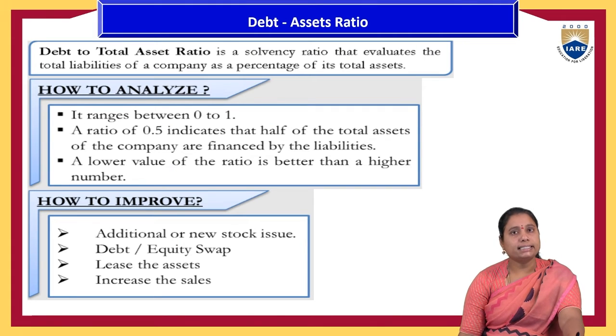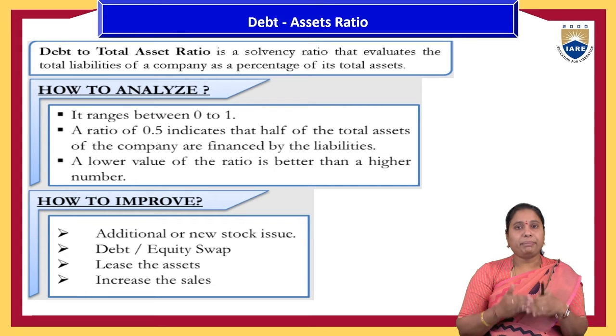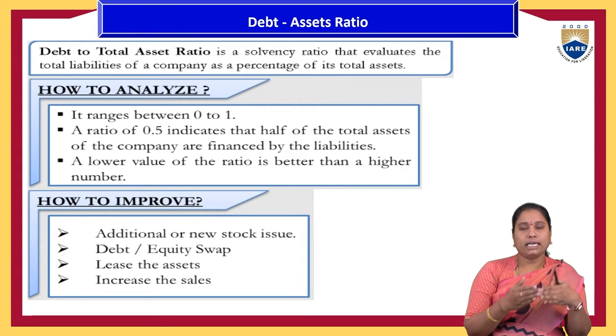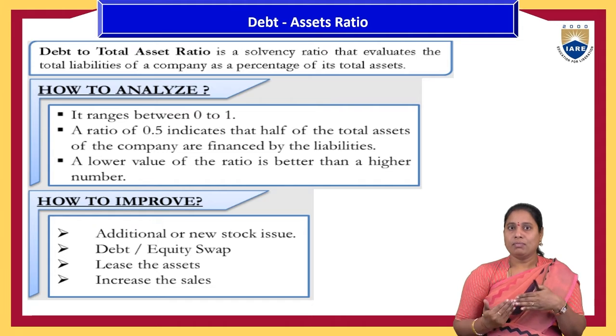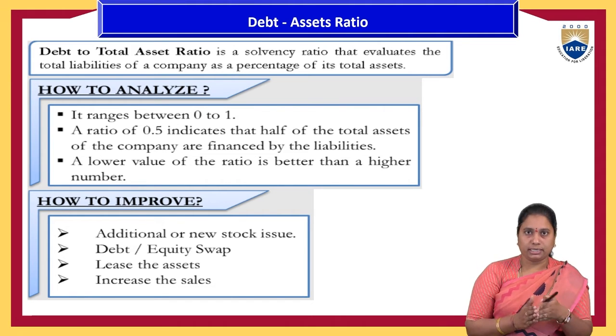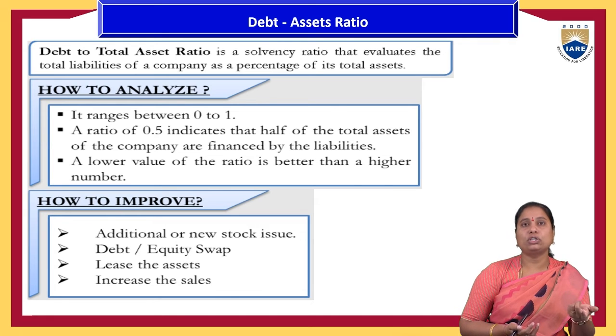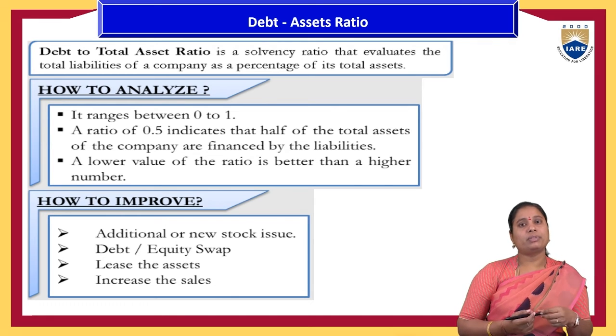Next, the debt assets ratio. With the capital, whether it is debt or equity, the organization purchases some assets. How much proportion of the assets belongs to the debt is calculated with the help of the debt assets ratio. The range should be 0 to 1. If it is 0.5, it indicates half of the total assets belong to debt, and then the owners have a smaller share.